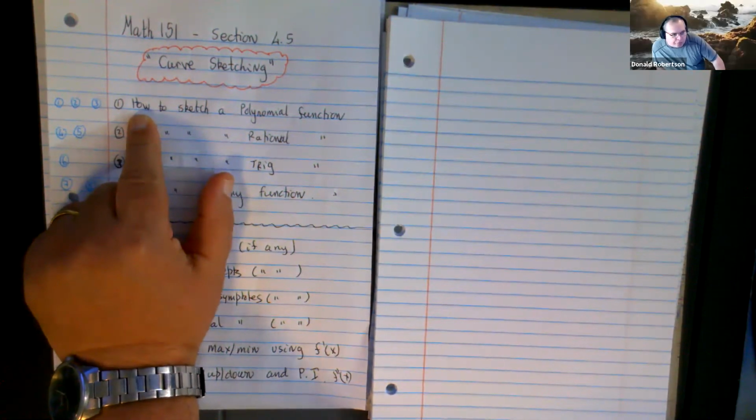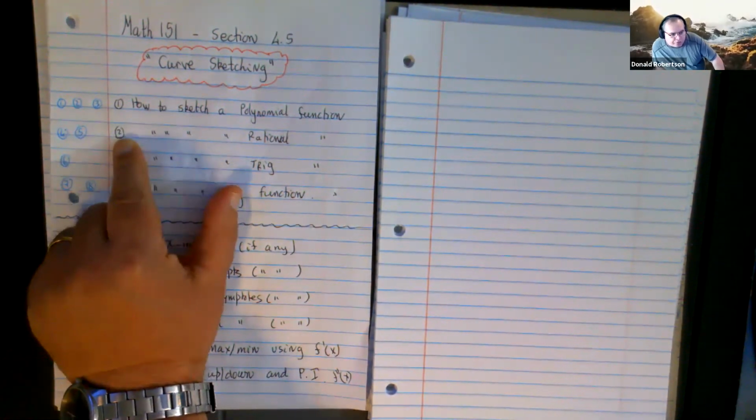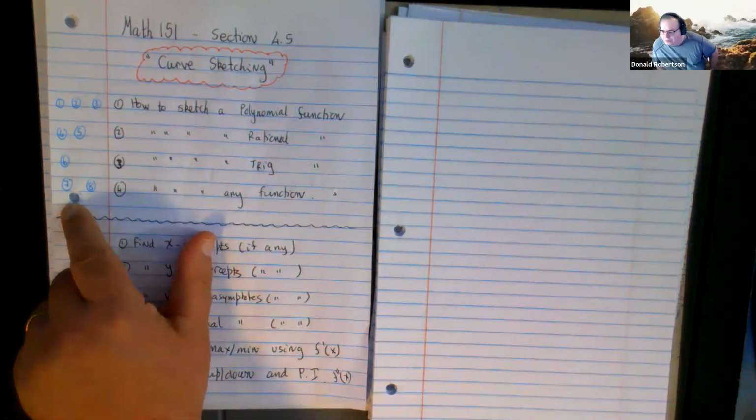So we're going to look at how do you sketch polynomial functions, which are the first 3 in the homework. How to do rational functions, that's the next 2. How to do a trig function, which is question 6 essentially, and any other function, that's the last 2. So get straight in with the first one.